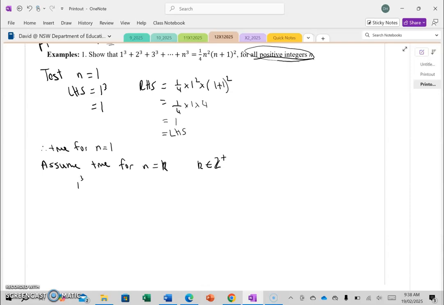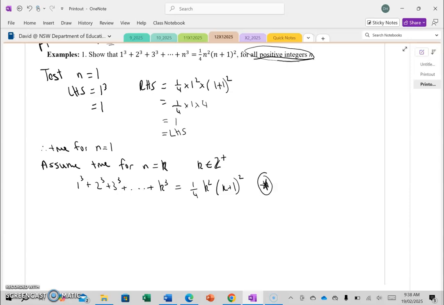So 1 cubed plus 2 cubed plus 3 cubed plus dot dot dot plus, that'll be k cubed now, equals 1 quarter k squared k plus 1 all squared. And I'm going to call that star because we always use our assumption.